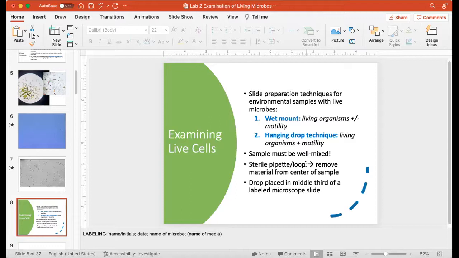We're going to mix up the sample thoroughly, and then we're going to draw out a little bit from the center of the sample. In other words, if I got sent a test tube and it has 20 mLs of water in it, I'm going to mix that up. And then I'm going to take my pipette or my loop, and I'm going to get a sample from the center of that volume. So if the volume looks like this, if this is the top and this is the bottom of the volume, I'm going to draw from right in the middle.